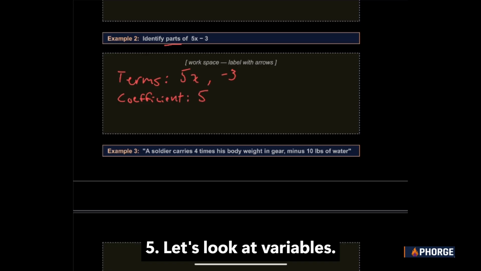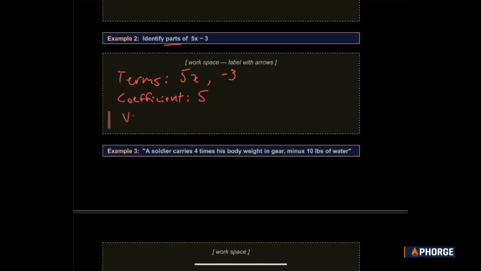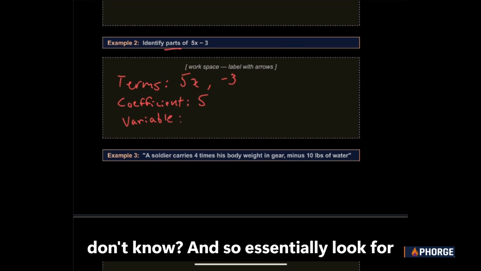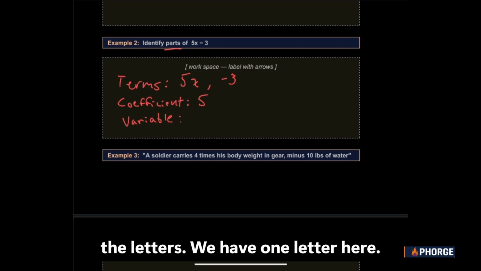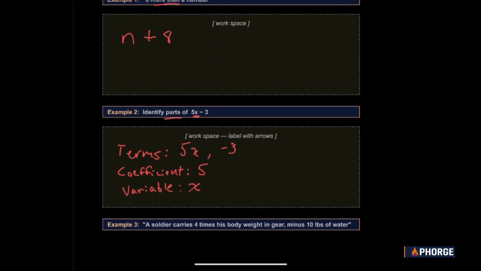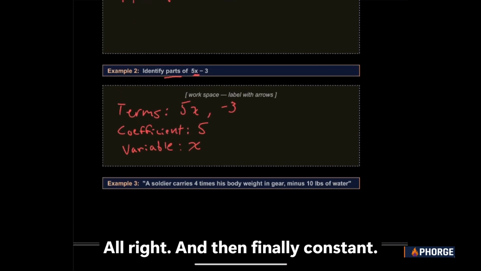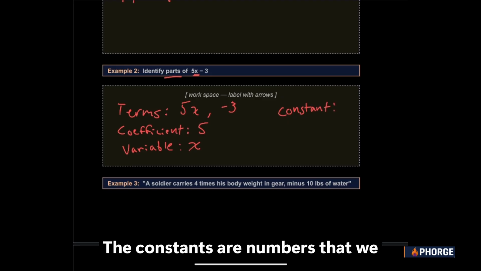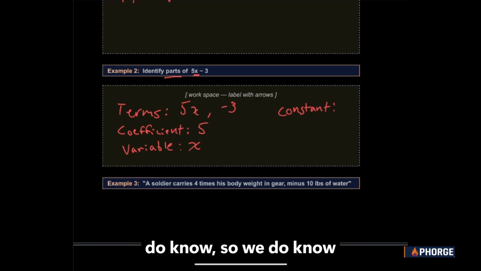All right, let's look at variables. So variables are anything that we don't know. And so essentially, look for the letters. We have one letter here. That's right, so x. All right, and then finally, constant. So constants are numbers that we do know. So we do know that there's a minus 3, negative 3. Okay.